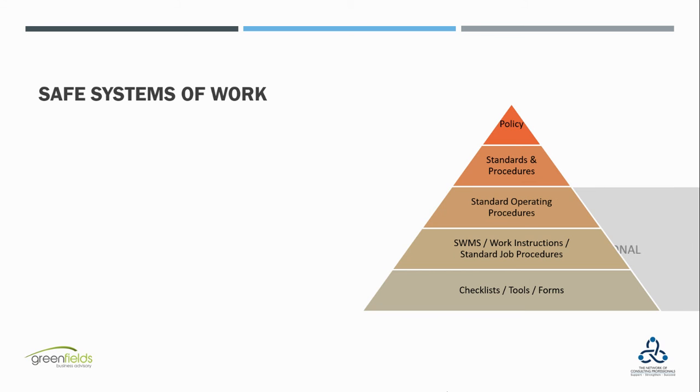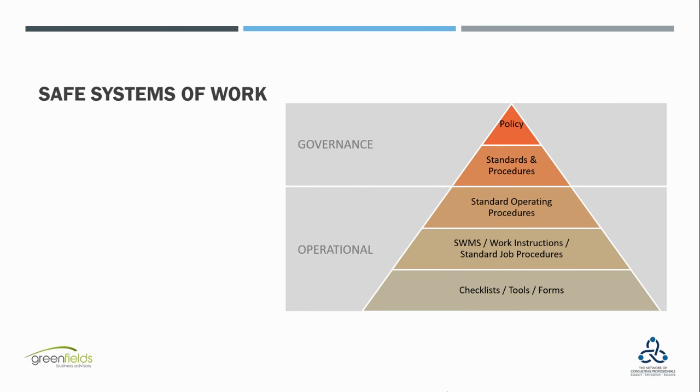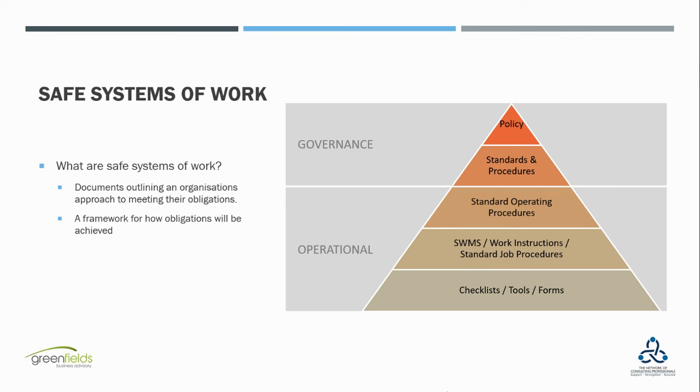Okay, so we have laws, we have regulators, we've got some penalties. How do we go about fulfilling our obligations? Okay, so you need safe systems of work. What are they? Well, there are a range of documents outlining an organisation's approach to meeting their obligations. Provides a framework for how obligations will be achieved.